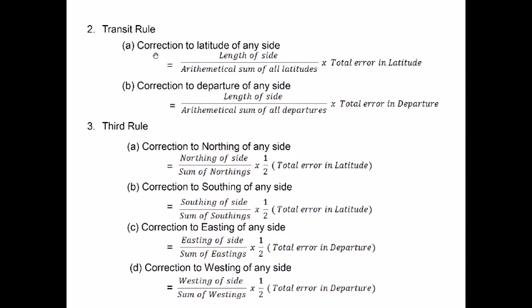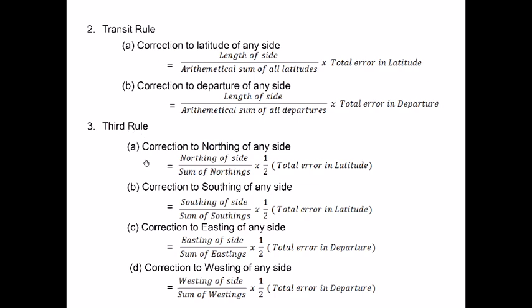Second, we have the transit rule. According to this rule, the correction to latitude of any side is equal to the length of the side divided by the sum of all latitudes multiplied by the total error in latitude. Similarly, for the correction to departure, we have the length of the side divided by the sum of all departures multiplied by the total error in departure. And then we have the third rule. So the Bowditch rule and the third rule are used more commonly.